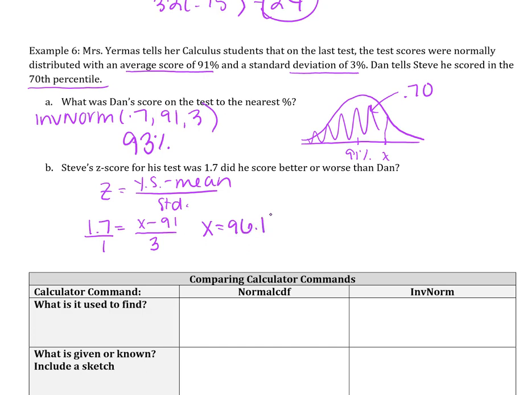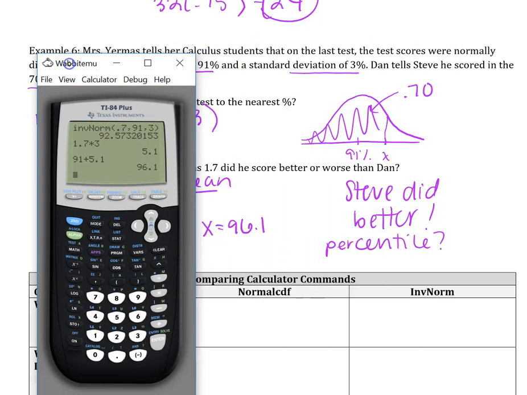So who did better? Steve did. Steve scored better. And that's because Dan only got a 93%. Now, it doesn't ask this, but what if I asked you for Steve's percentile rank? What I could do is find the area to the left of the curve of 96.1. So now I'm finding the area.